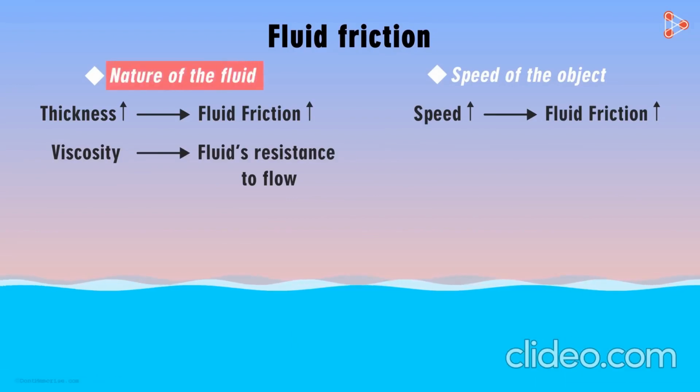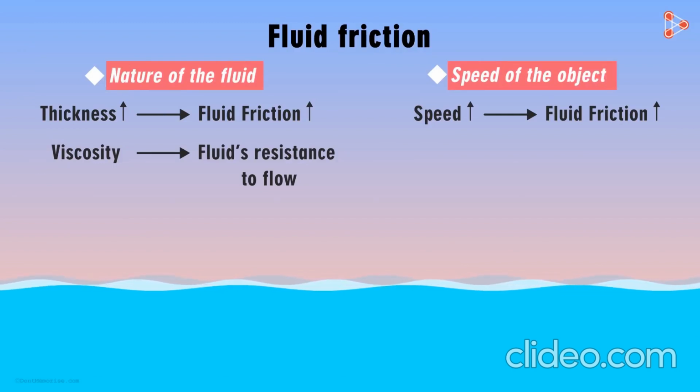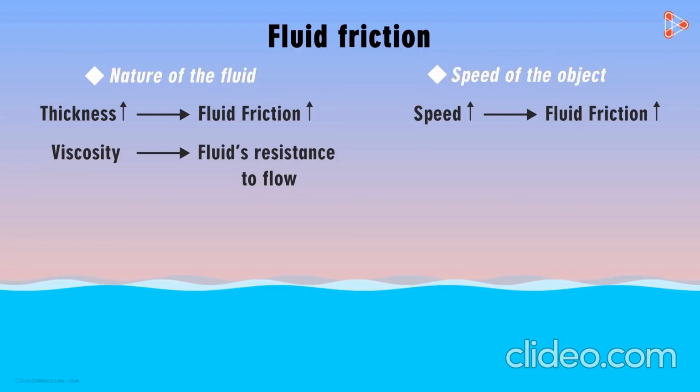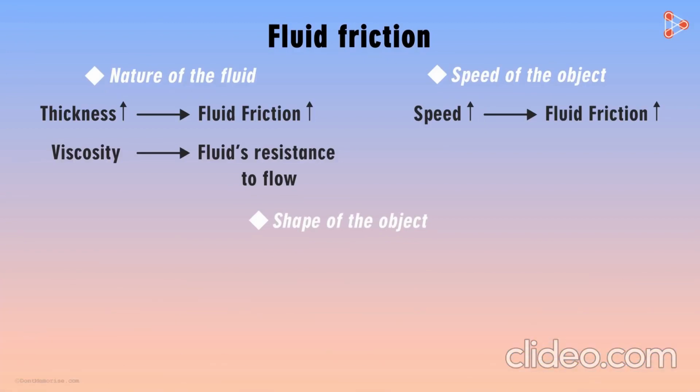Apart from the nature of the fluid and the speed with which the object is traveling, is there any other factor on which fluid friction depends? Yes, it also depends on the shape of the object. And it's really important that we understand this factor well.